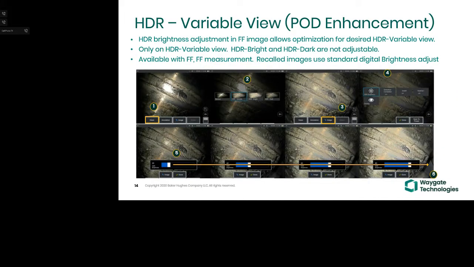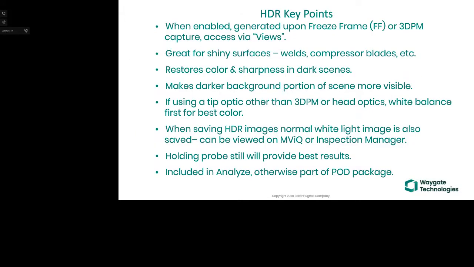When you have the variable portion, like I said, this is just simply letting you put sliders on the screen by going to variable HDR and adjusting it across a wider range to get better images. So some key takeaways here is that HDR is available on a freeze frame image. So if you freeze the image, you'll see views on the bottom of the screen. And if you have HDR capability, you'll be able to see it on the screen, and you can select bright, dark, variable, and adjust it.